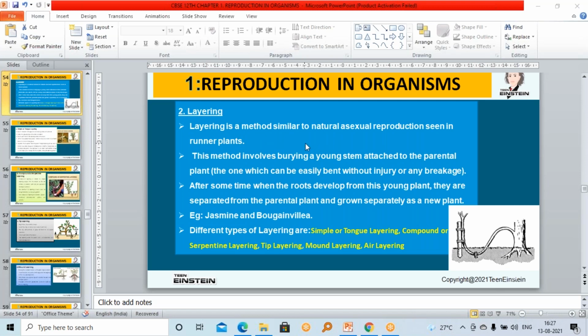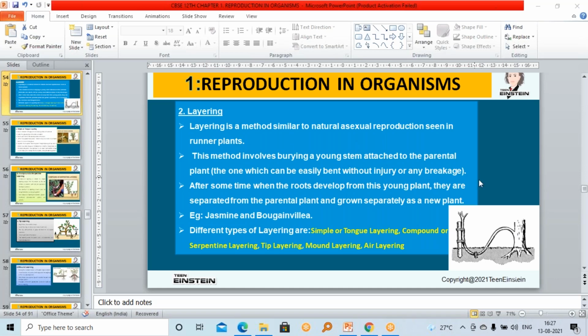So layering is a method similar to natural asexual reproduction seen in runner plants. You can see the same asexual reproduction method in runner plants. They will bend towards the soil and it will produce roots. That is a common method of runner plants, or their asexual reproduction method. So this layering is somewhat similar to that.